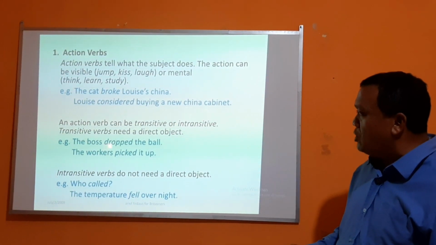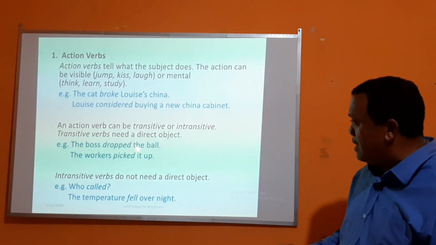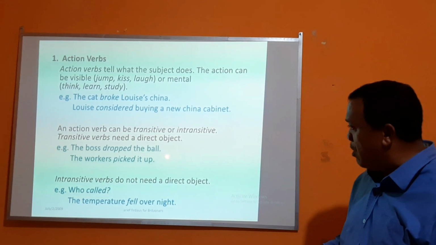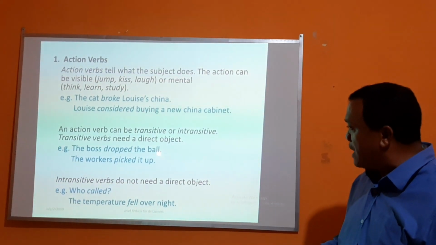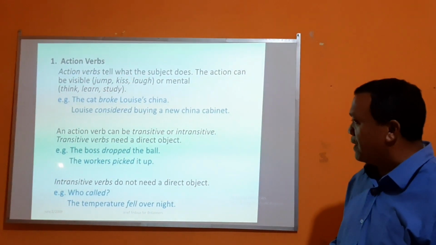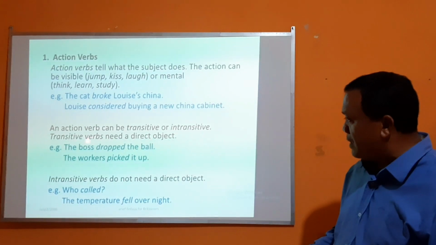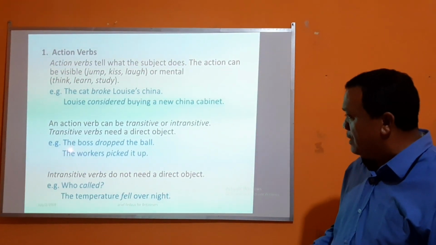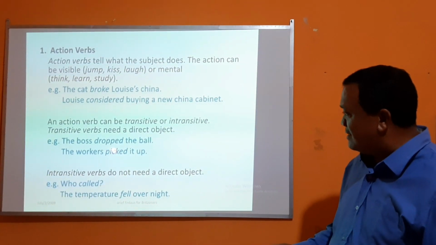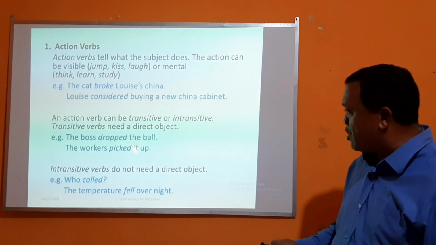Example, the boss dropped the ball. The verb here, drop. What is the object? The ball. Because there is an object here, so drop is transitive verb. The second example, the workers pick the doll up. Pick is transitive verb. It or the ball here is called object.